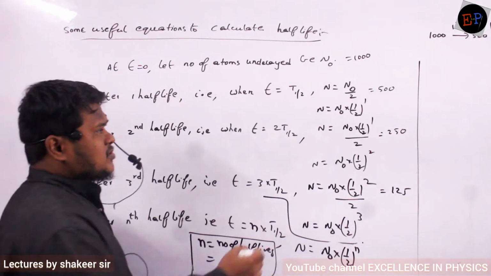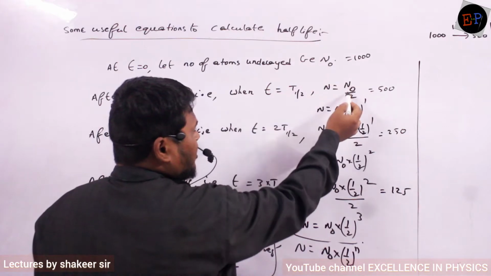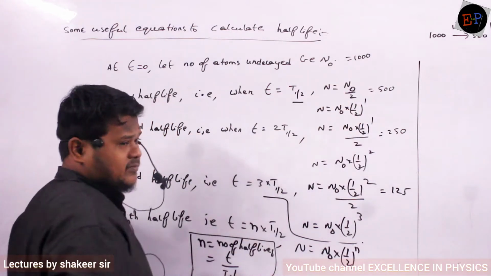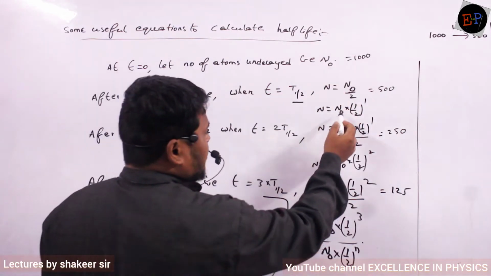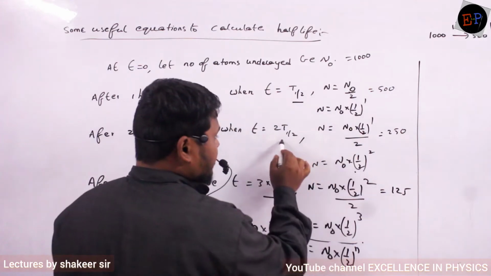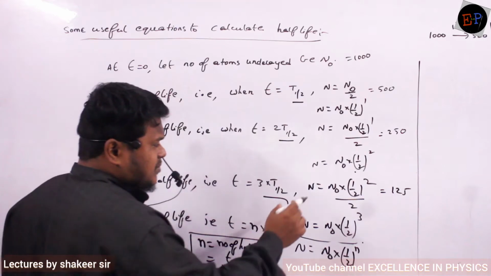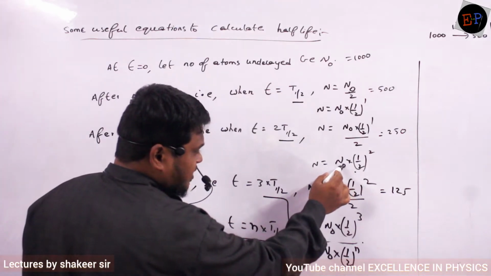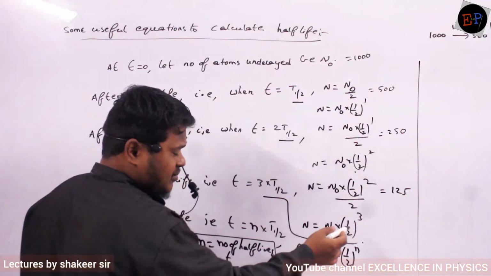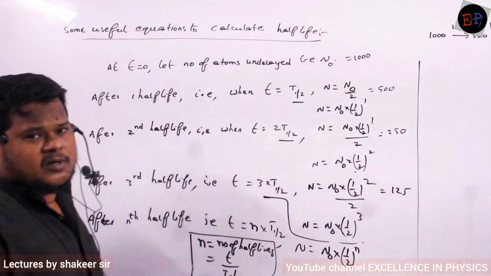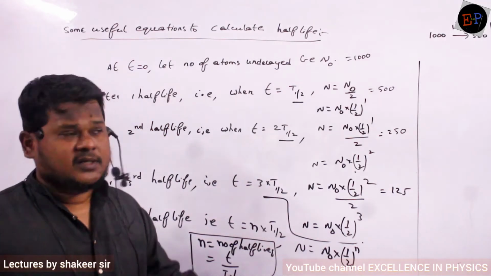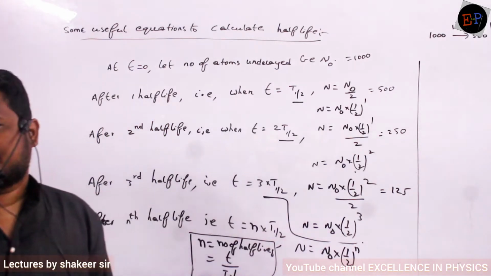To go from n0 to n0 by 2, the time taken is 1 half-life. And n0 by 2 to n0 by 4, the time taken is another half-life, so the total is 2 half-lives. From 1 by 4th to 1 by 8th, again the time taken is 1 more half-life. Understood? This is how radioactivity will behave.